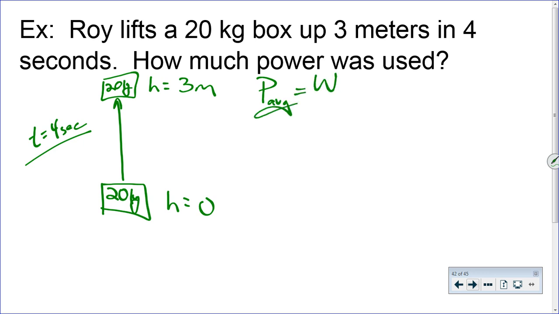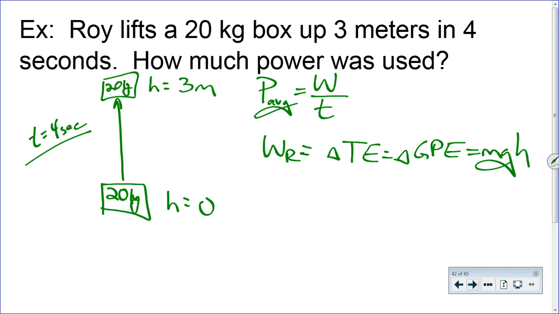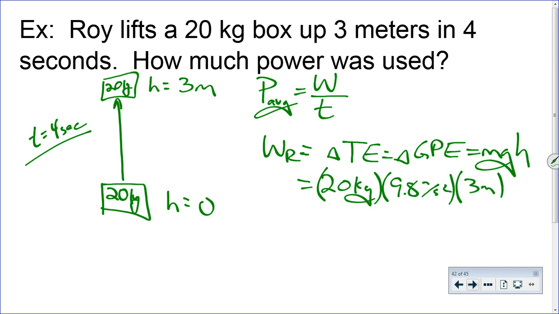to find the average power, we're going to take the amount of work that Roy did and divide it by the time it took. Well, the work that Roy does is equal to, he's the only non-conservative force in this scenario, so the work that Roy does is equal to the change in total energy, which for us is just a change in GPE, right? Oh, well, that's just mgh, right? So we're lifting a 20 kilogram thing. Acceleration of gravity is 9.8 meters per second squared. The height that we're lifting it is 3 meters. So multiply this out and you will get 588 joules. So that's the amount of work that Roy did.